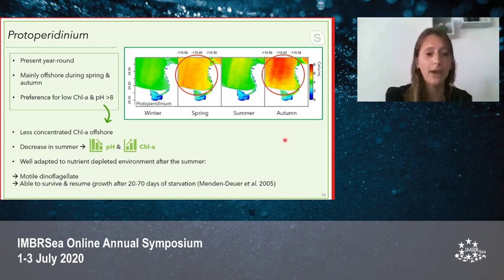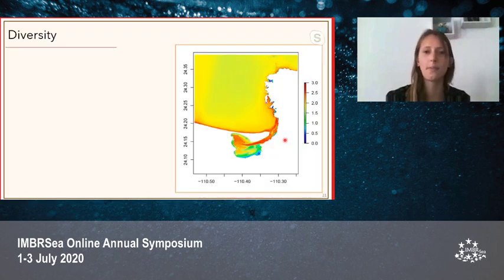Also, this genus is very well adapted to the nutrient-depleted environment after the summer, because it is a motile dinoflagellate which is able to migrate between the nutrient-poor surface layer and the nutrient-rich bottom layer. Also, this genus has been shown to survive and even to resume growth after 20 to 70 days of starvation, so again, very well adapted to nutrient-poor environment.